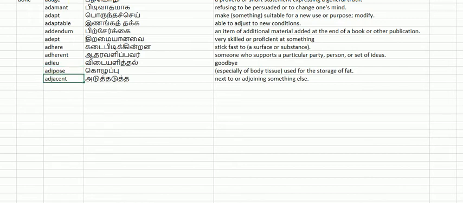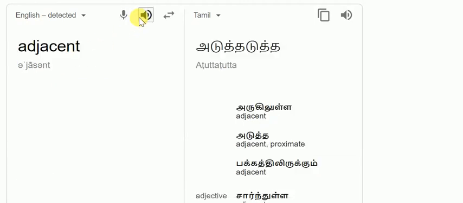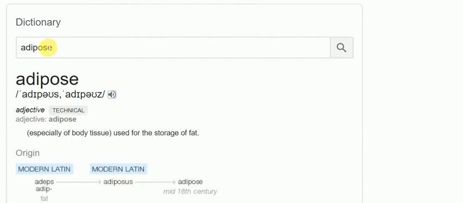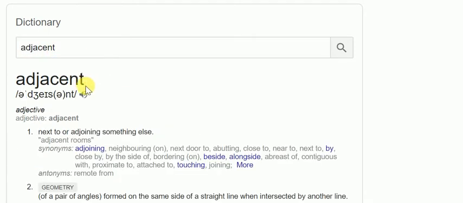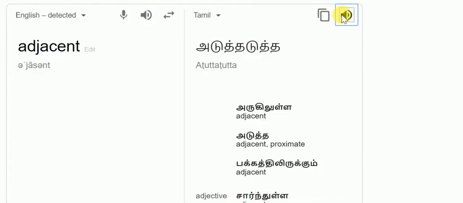Last and final vocabulary word, adjacent. What is meant by adjacent? Next to and adjoining something else. Adjacent is staying adjacent to me, that is next to me. Something we want to say is next, you can use the vocabulary adjacent. In Tamil, we can say அடுத்தடுத்த.